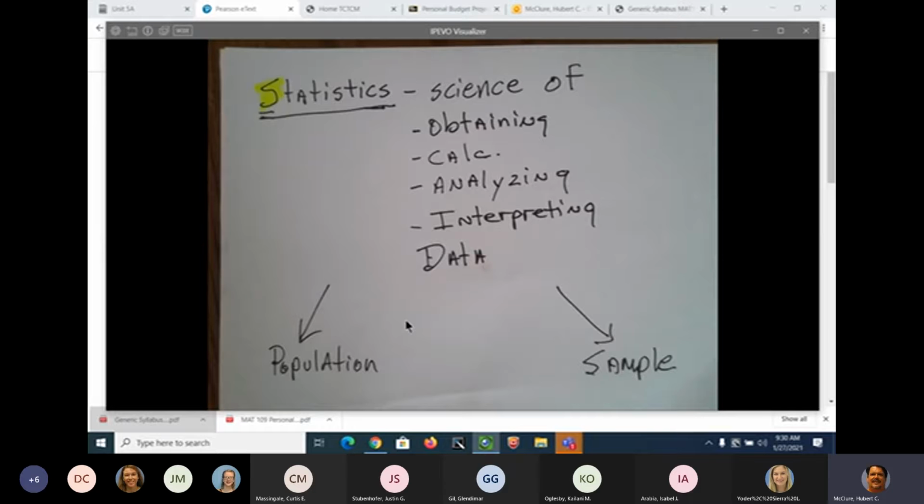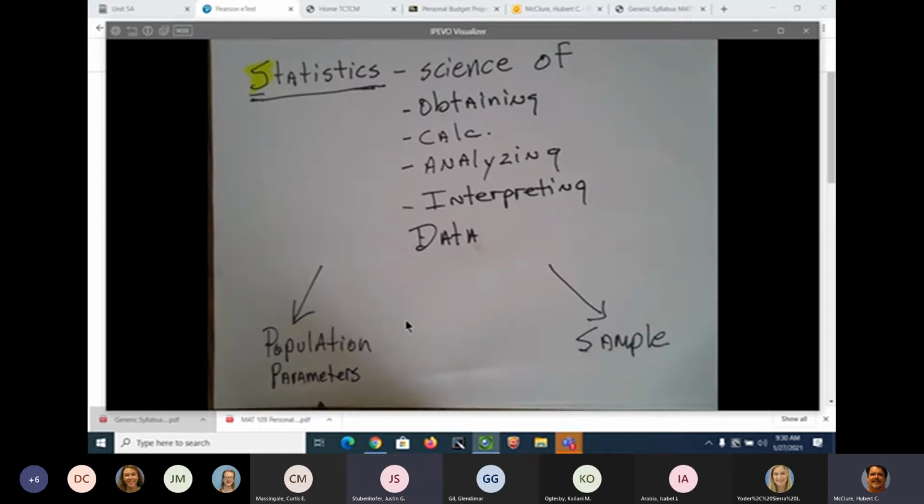Population uses parameters. Did I spell interpreting and analyzing correctly? I think so. I hope so. Parameters are variables used in formulas for the population.